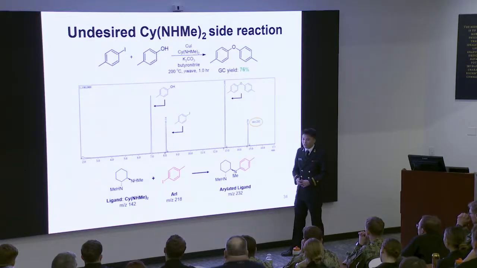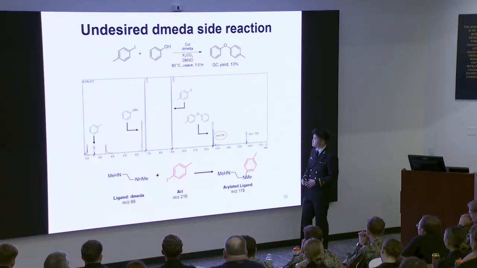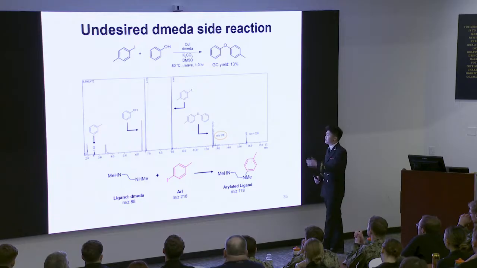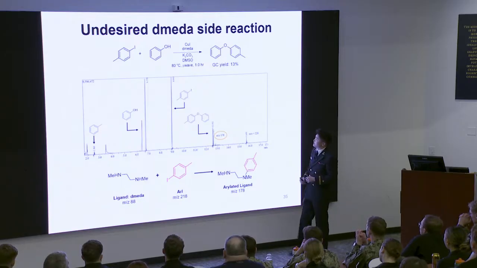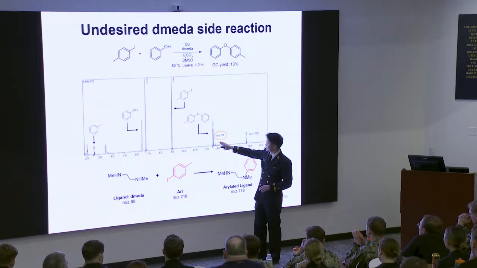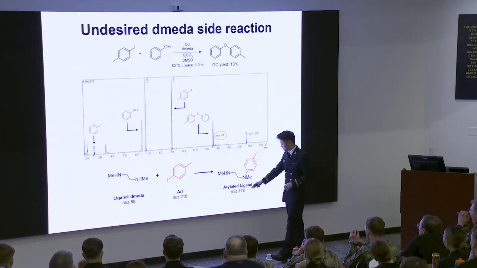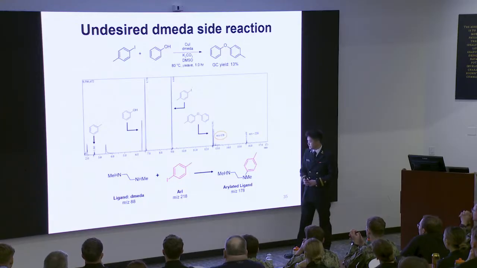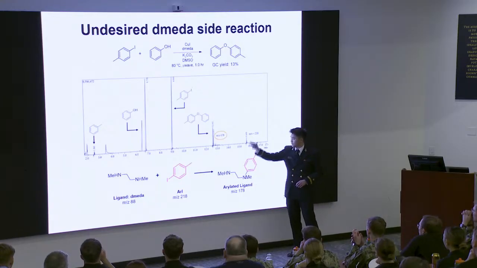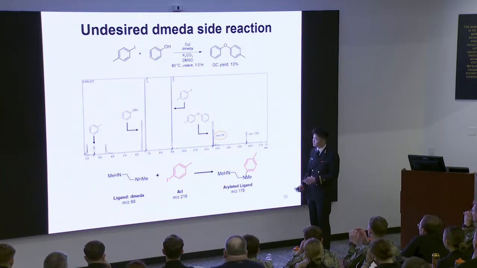To confirm our initial hypothesis that this was what was happening, we performed another reaction using DMEDA ligand in DMSO. Once again, similarly, we were able to identify this undesired side product, and we were able to do the calculation to see that the arylated DMEDA ligand had a mass to charge ratio of 178, matching and confirming our suspicion that these ligands are susceptible to this phenomenon called ligand arylation.